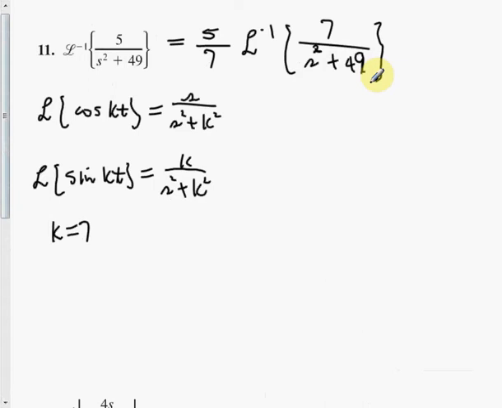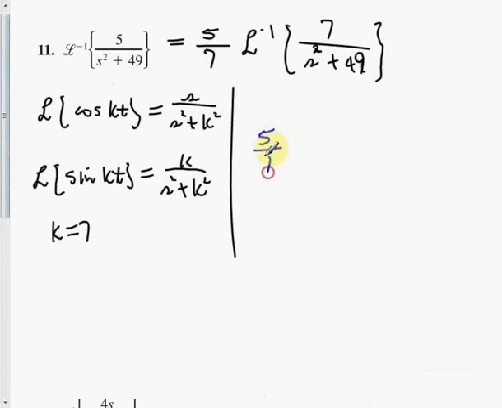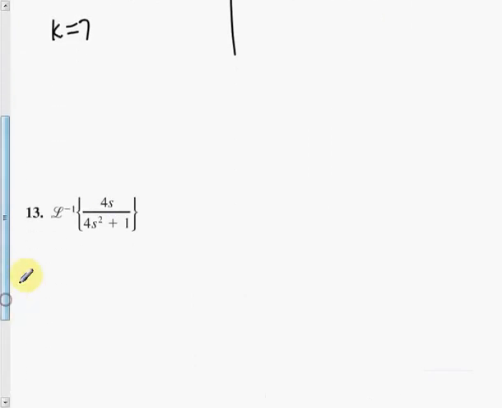And so this looks directly as sine of 7t times on the outside 5 over 7. So this is 5 over 7, your k term, so that's sine 7t. Okay? Let's look at this one.